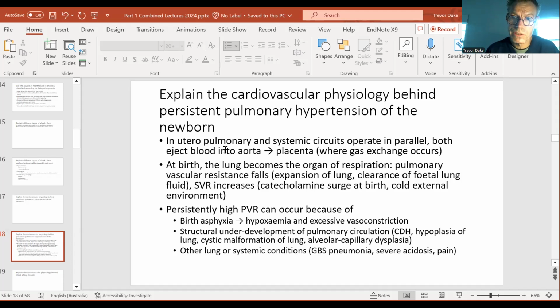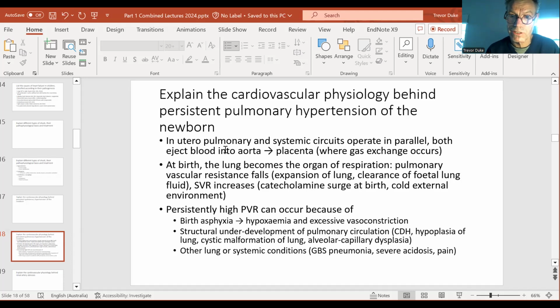But sometimes persistent high pulmonary vascular resistance can occur. And if high pulmonary vascular resistance occurs, then the baby will have pulmonary hypertension in the newborn. So that's the persistent pulmonary hypertension of the newborn. And persistently high PVR can occur if those things don't happen.